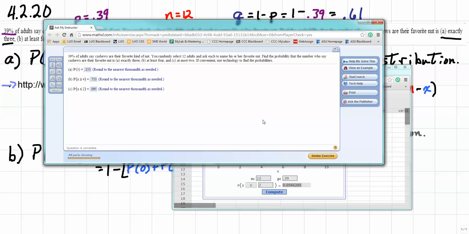This shows you the technology is a nice, easy way to get your answers. As long as you understand the process, using the technology is okay.